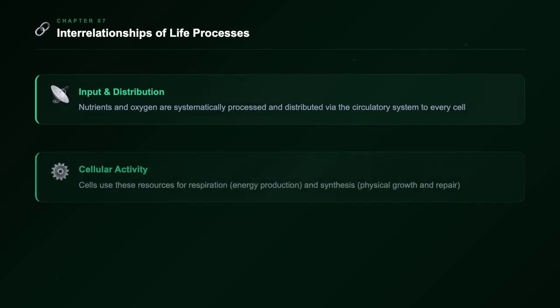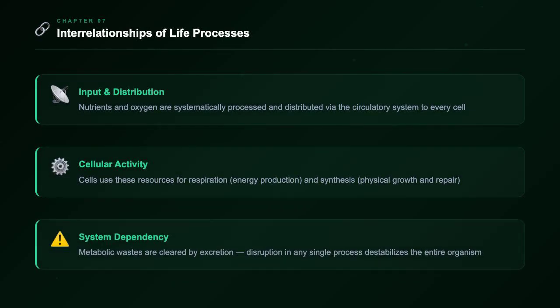The human body operates as an intricately connected system where external inputs of nutrients and oxygen are systematically processed and distributed to every cell. Once delivered by the circulatory network, these resources fuel vital cellular activities like respiration for energy and synthesis for physical growth. Ultimately, the metabolic wastes generated by these activities are cleared by the excretory system, demonstrating that a disruption in any single process will destabilize the entire organism.